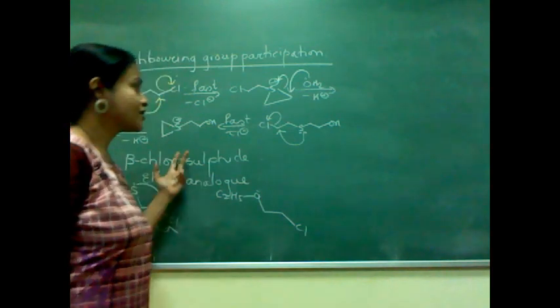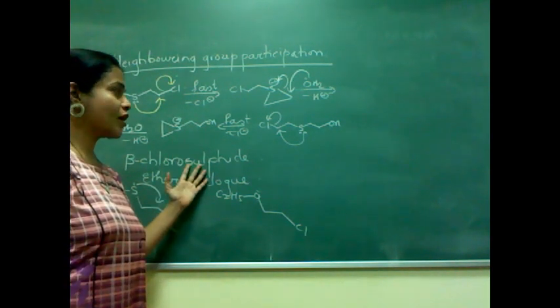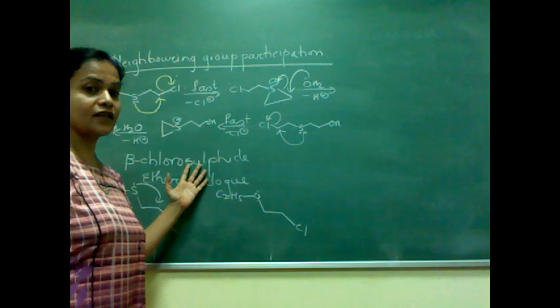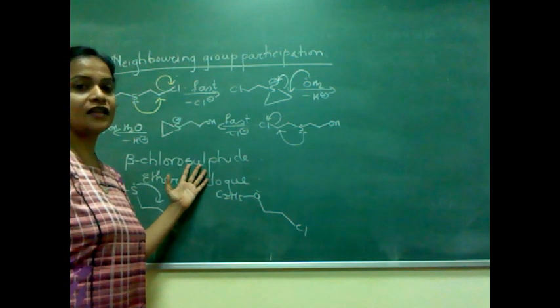So there are certain examples. It is the lone pair of electrons present in the structure that offers better anchimeric assistance, and it results in a faster rate of the reaction.